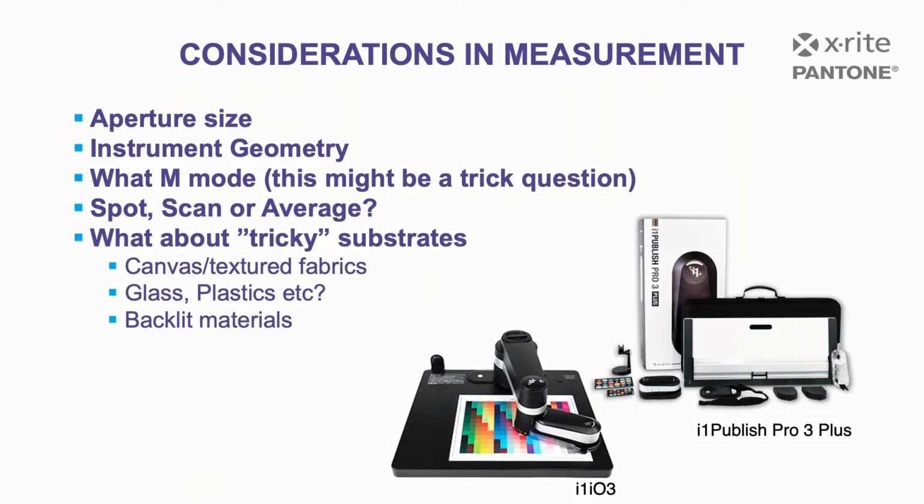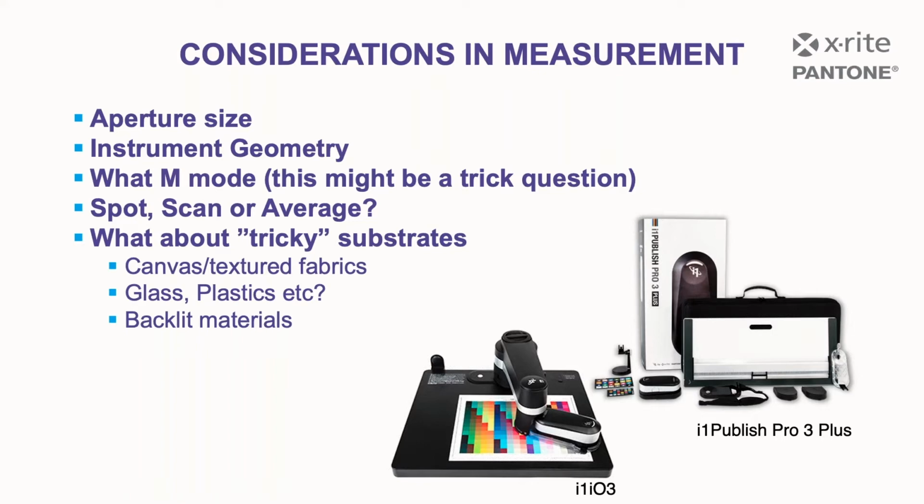So, some of the considerations in measurement are aperture size, and we'll talk about that in a second, but it's really about what we've done traditionally in regular ink on paper or toner on paper. Aperture size really has some different impact when we think about particularly textiles, but even when we look at things like backlit vinyls and things like that. And then instrument geometry: what we've done in traditional prints versus digital printing is different.